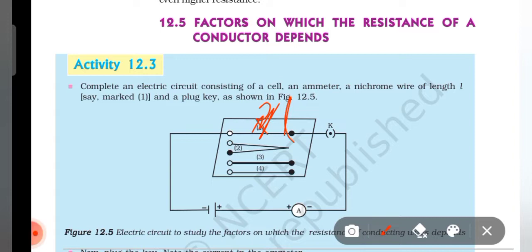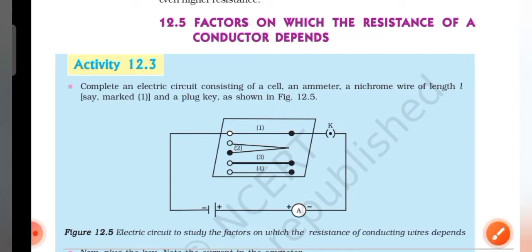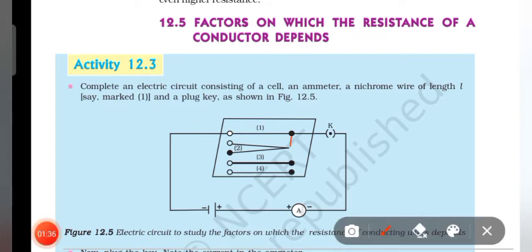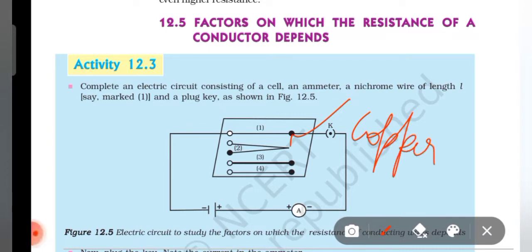Next, instead of nichrome wire, you have to connect a copper wire in the circuit. Which wire? Copper wire. The length should be L and the thickness will be the same. Then you have to note the value of the current, the ammeter reading.